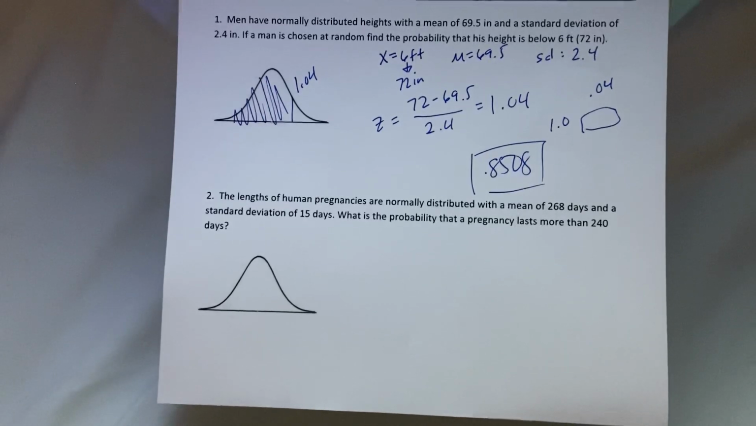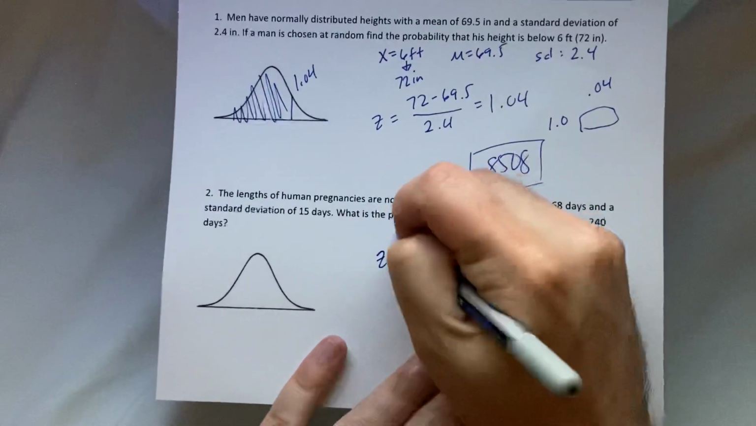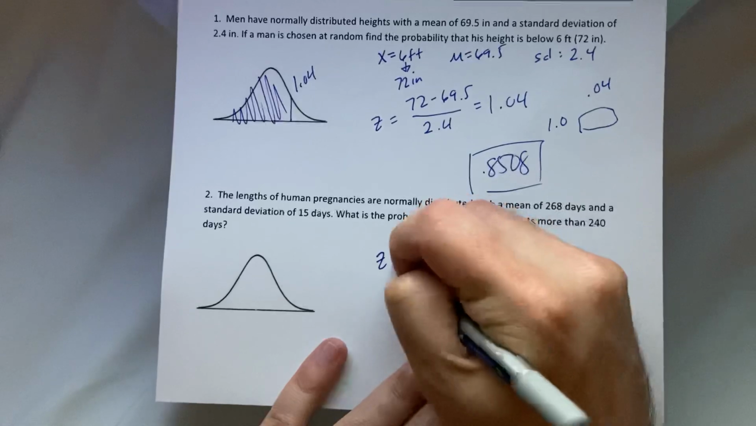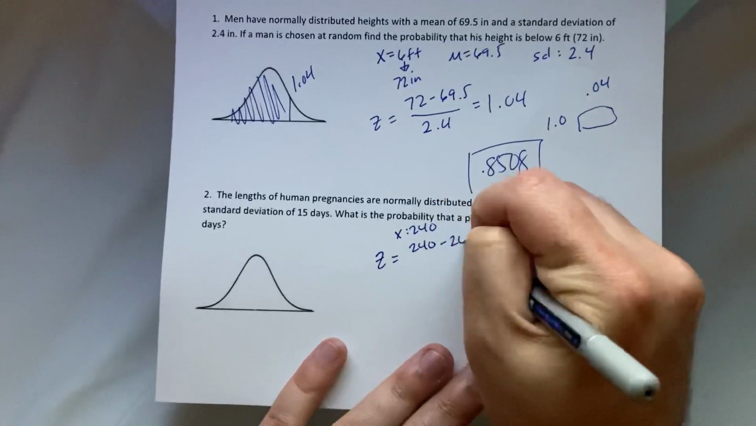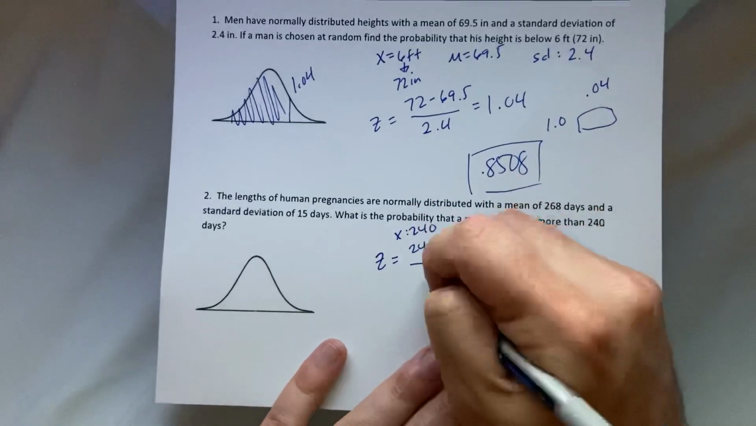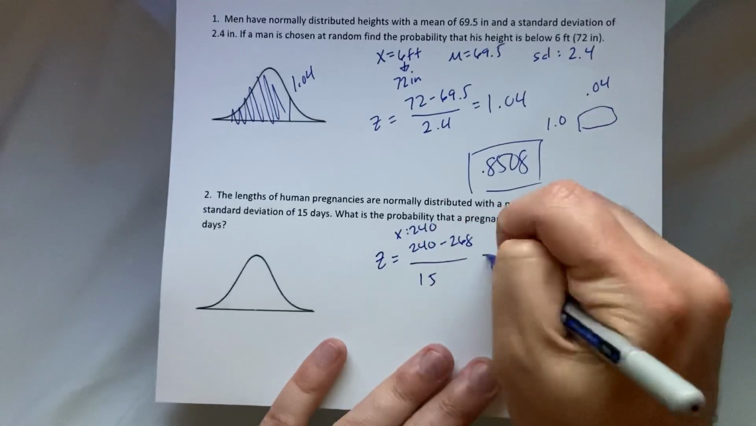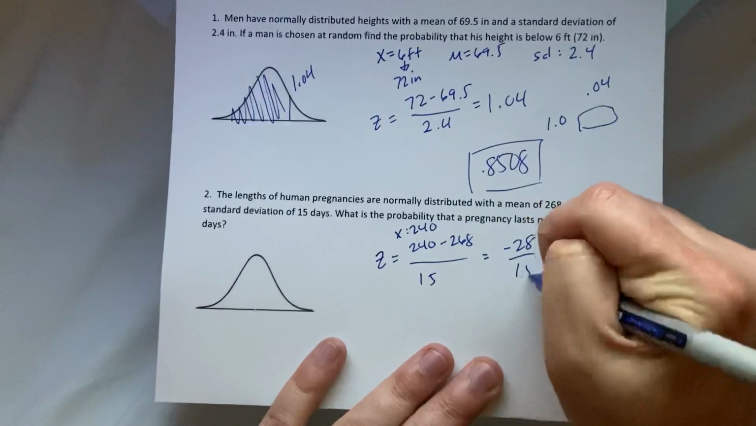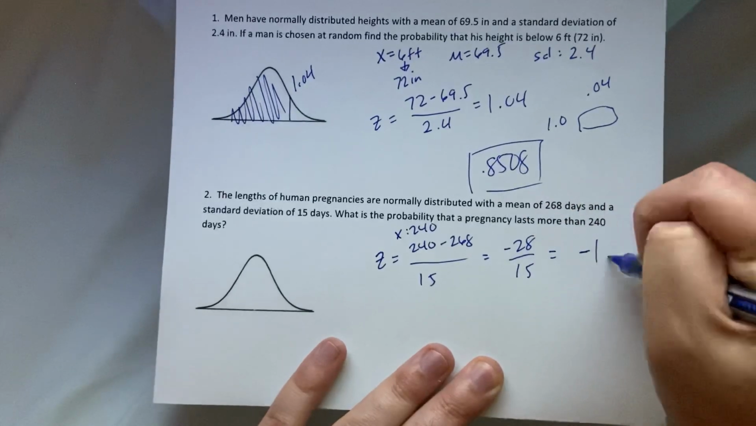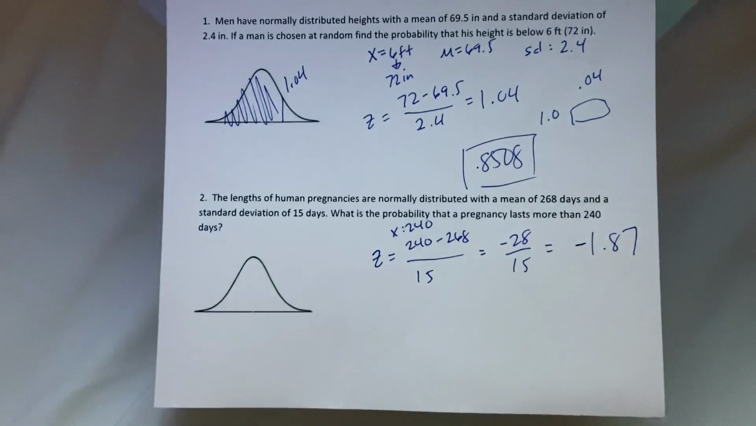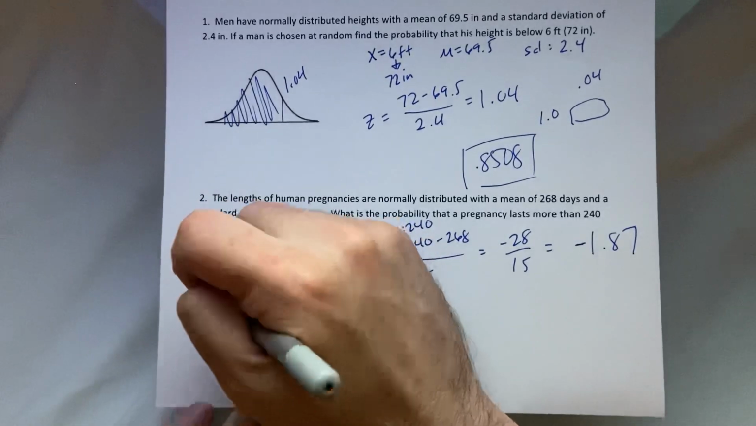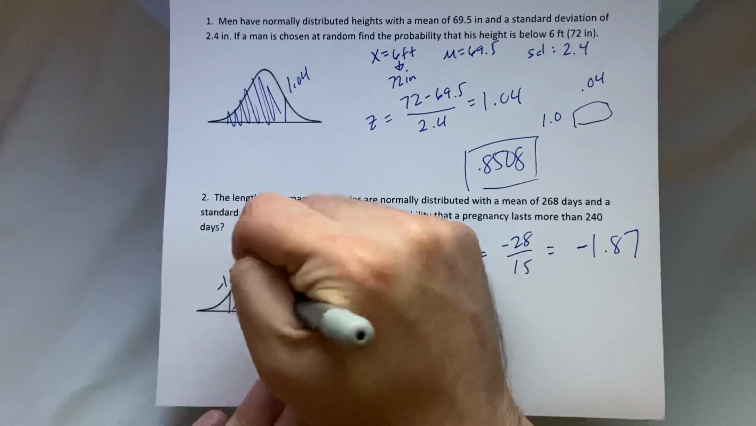Number 2, the length of human pregnancies are normally distributed with a mean of 268 days and a standard deviation of 15 days. What is the probability that a pregnancy lasts more than 240 days? So my x is 240. So 240 minus 268 over 15. It's negative 28 over 15, which has a z-score of negative 1.87. It wants above that. So here's negative 1.87. It wants to the right.